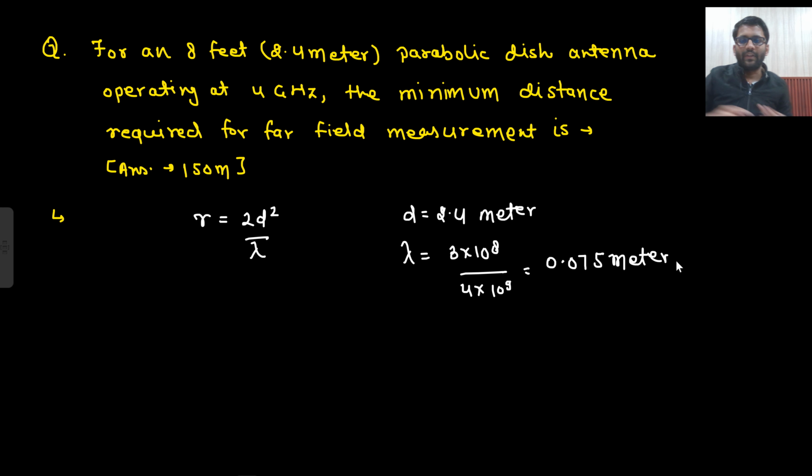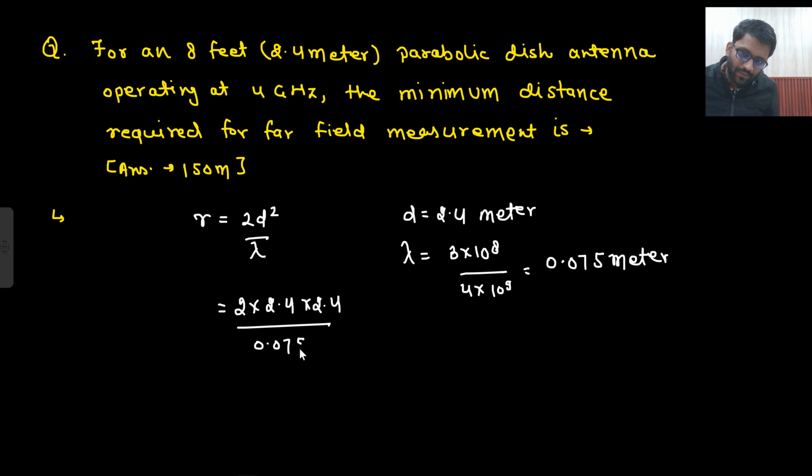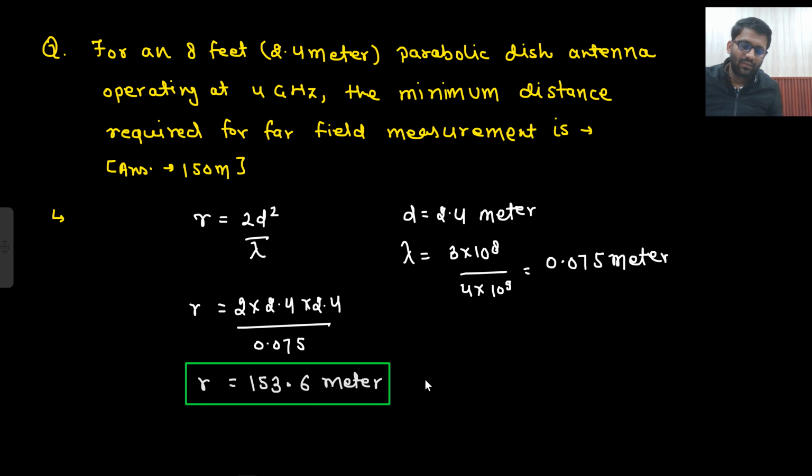The minimum distance for far field is 2d square by lambda, that is your R. So 2.4 square into 2 divided by 0.075. So R is 153.6 meter. So roughly this much distance is required. Okay, so this is the answer.